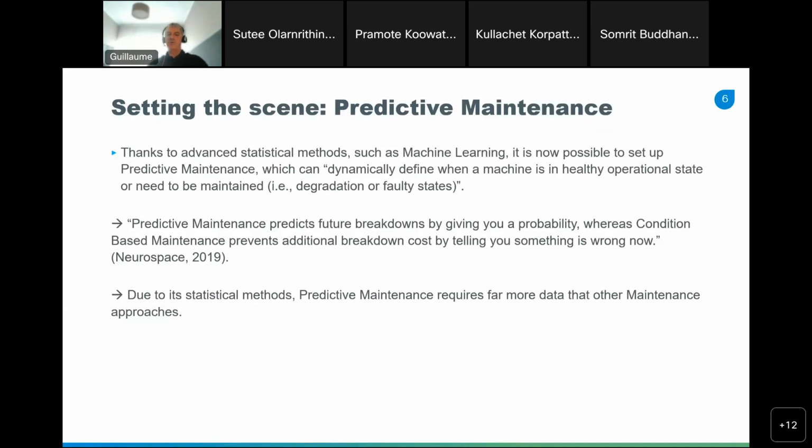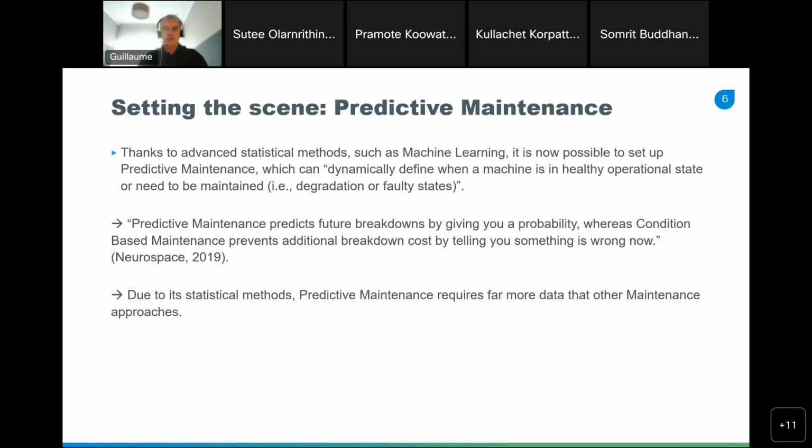So it's now a new principle for the operation and maintenance department that is going to rise in the coming years. Condition-based is a bit different because it prevents additional breakdown by telling you that something is wrong now. It's mostly based on monitoring and diagnosis of the assets in real time. So it's a bit different, and predictive is based on probability.